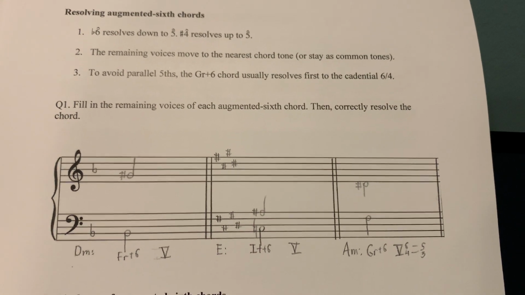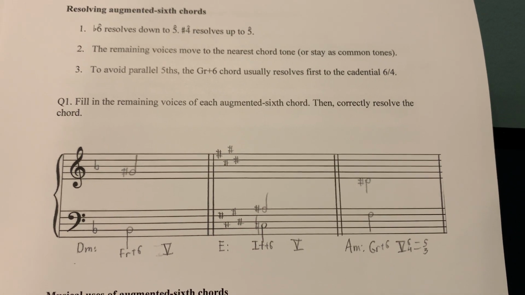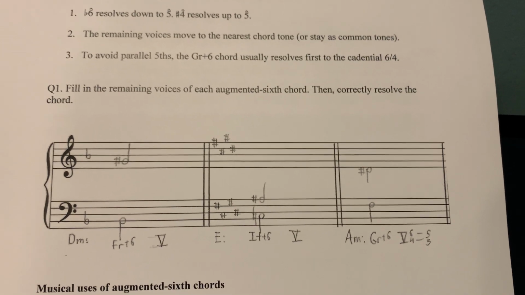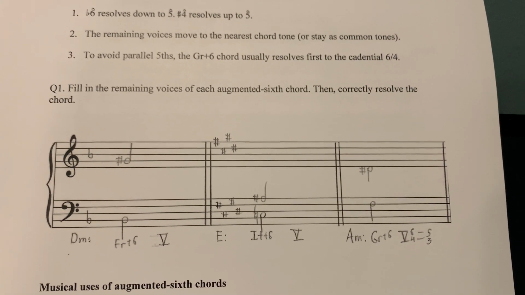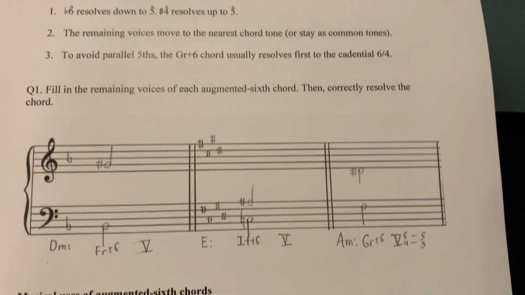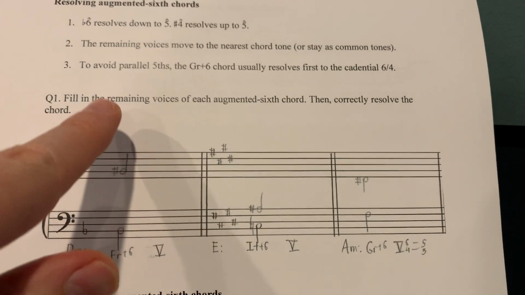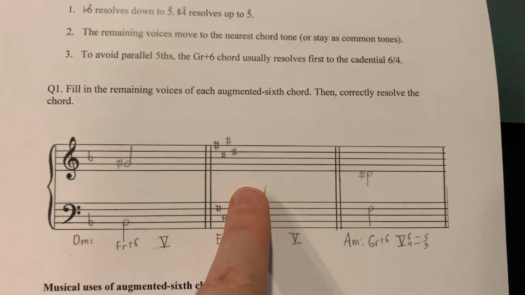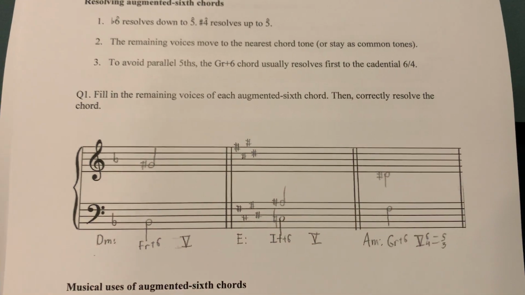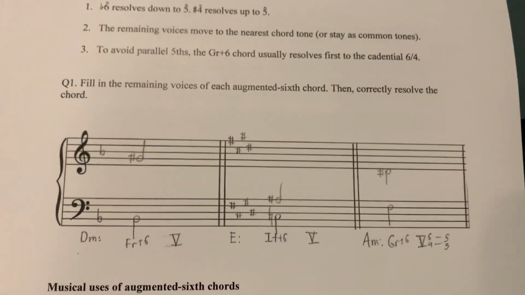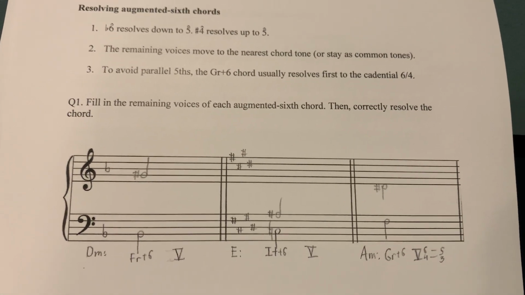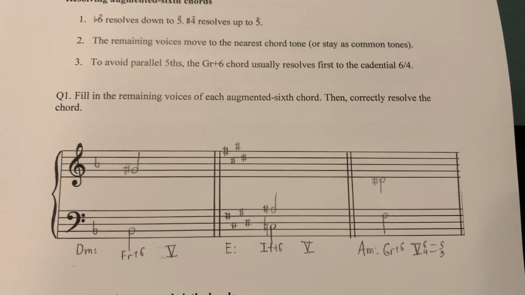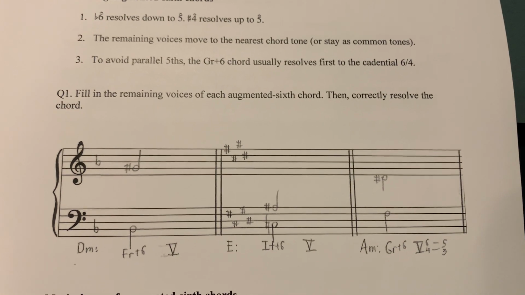All right, let's try this next activity out here. I want you to fill in the remaining voices of each augmented 6 chord. I've given you the augmented 6th in each case. So I've already notated the augmented 6th. Make sure that you recognize which voices I've given you. Here I've given you bass and soprano. Here bass and tenor. Here bass and alto. So fill them out so you get the correct type, and then I want you to correctly resolve them as indicated. All right, go ahead and pause the video, and then we'll take a look at my answers.